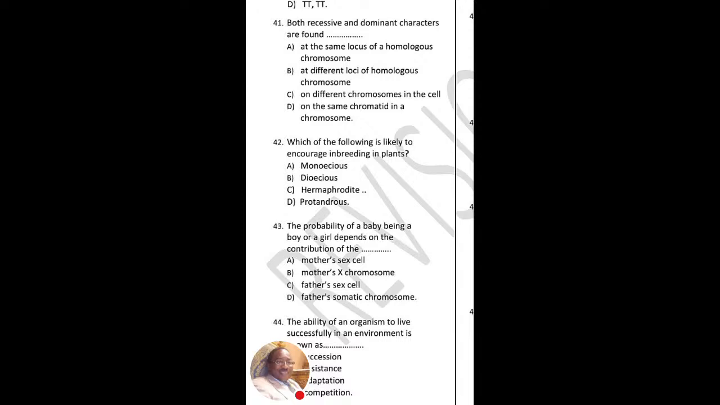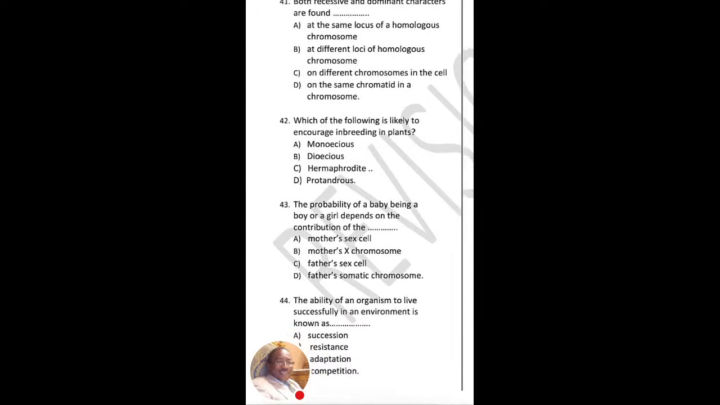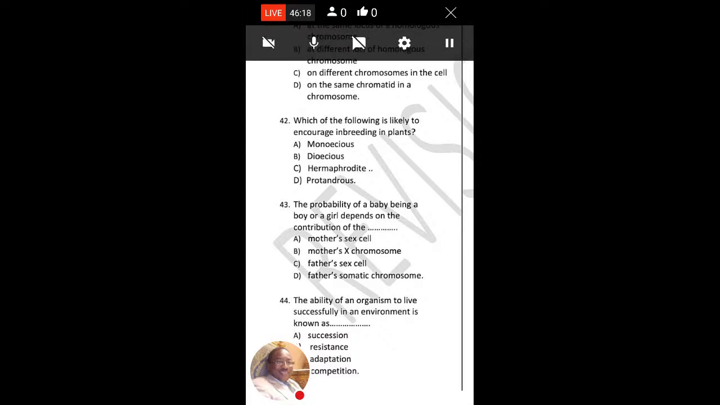Number 43. The probability of a baby being a boy or a girl depends on the contribution of A, father's sex cell, B, father's somatic cells, C, mother's X chromosome, D, father's X cell, E, father's somatic chromosome. The correct answer is going to be father's chromosome because the father has XY chromosome. Okay? Father has XY chromosome.